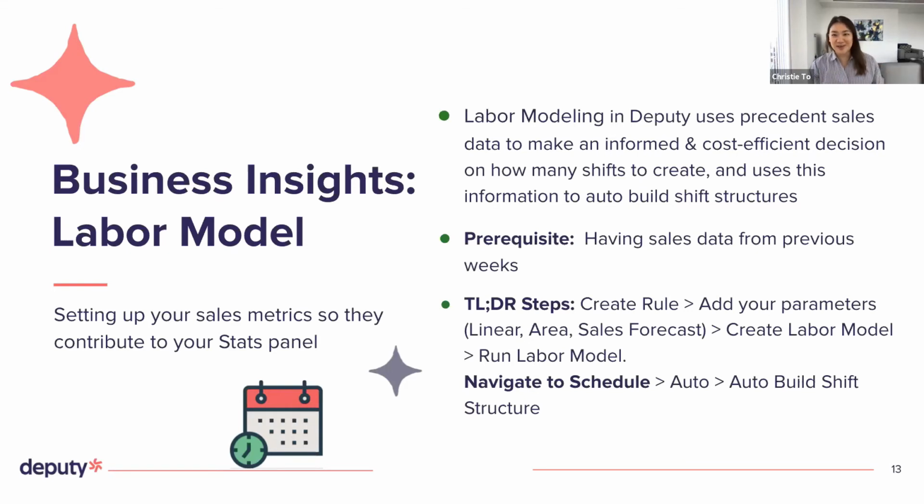So just as a reminder, I've also included a TLDR, which is too long, didn't read, of the steps you need to follow in case you want to build this yourself. So creating the role, adding your parameters, creating and running the labor model, then navigating to the schedule page where you go to auto build shift structure, and those shifts will show up.